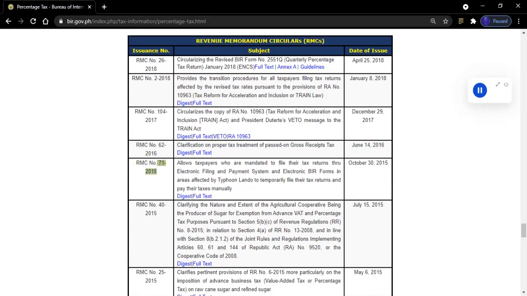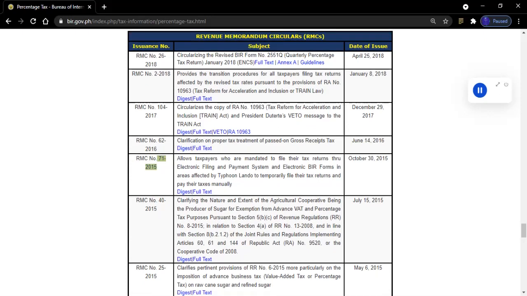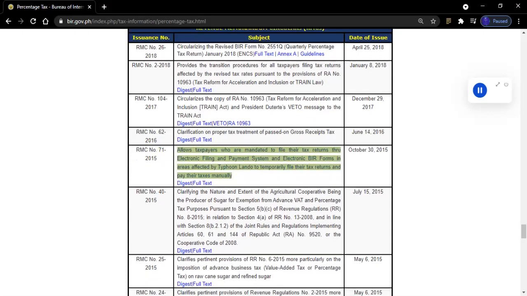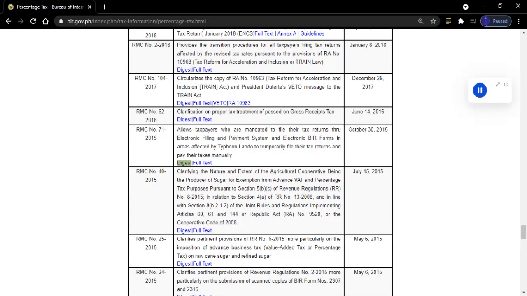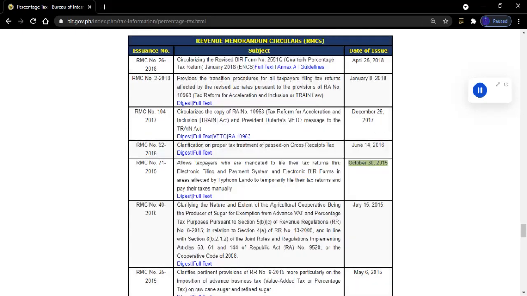RMC No. 71-2015. Allows taxpayers who are mandated to file their tax returns through electronic filing and payment system and electronic BIR forms in areas affected by Typhoon Lando to temporarily file their tax returns and pay their taxes manually. Digest, full text. October 30, 2015. RMC No.